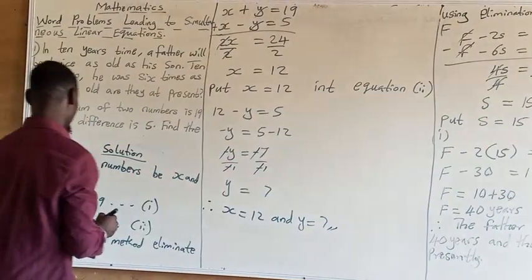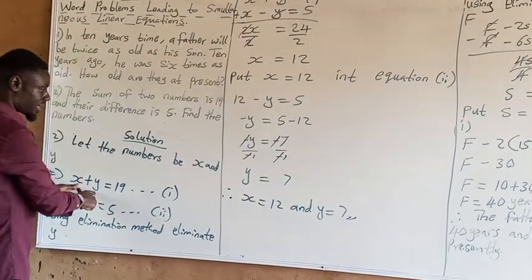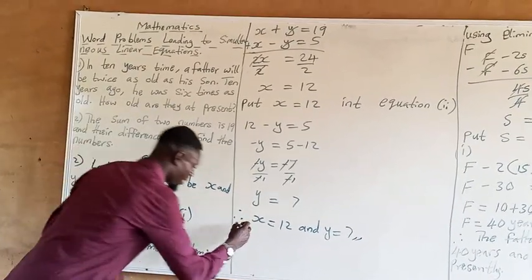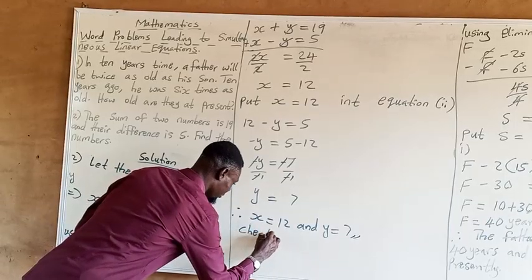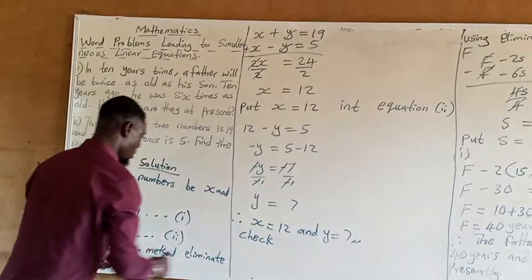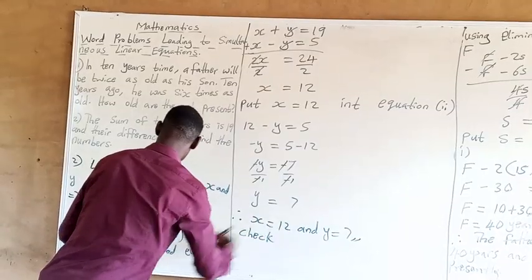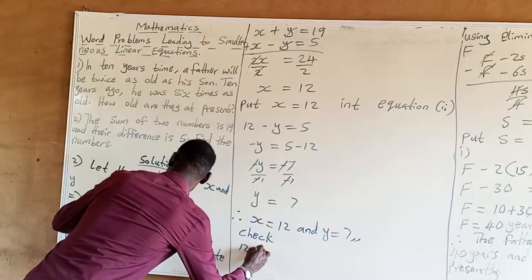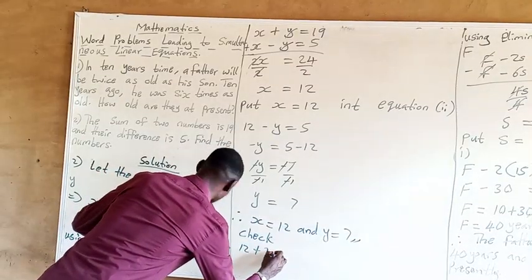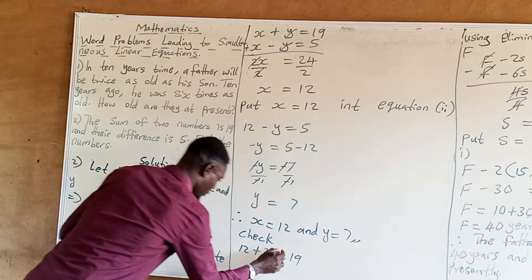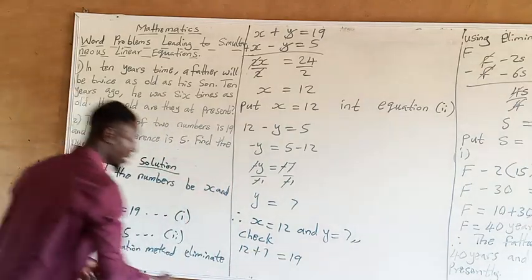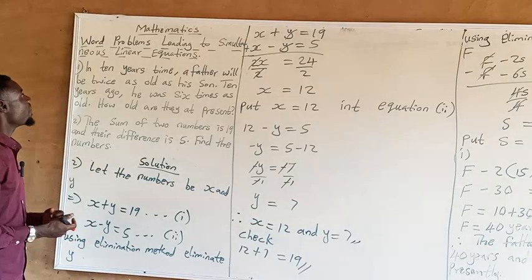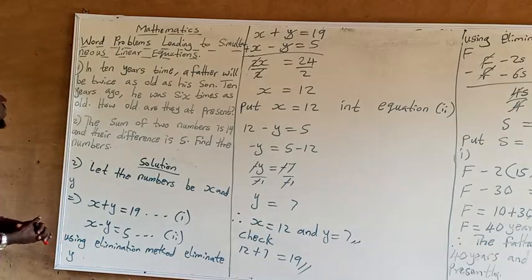So if you want to check if what you have done is correct, substitute these numbers into this equation. You have x is 12 plus y is 7. It should give you 19. If you add the 2, it will give you 19. That shows that what you have done is correct. So this is a word problem leading to simultaneous equations.